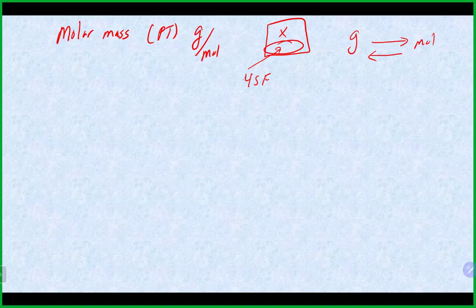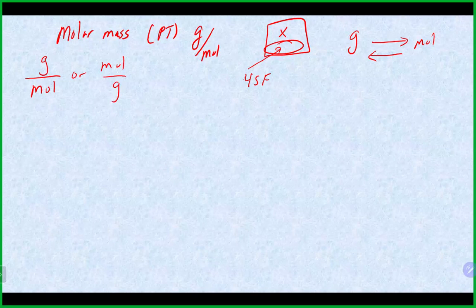And we can set it up with dimensional analysis like we talked about, grams over moles or moles over grams. And again, remember, doing things with dimensional analysis takes the math out of it a little bit. So just opposites is all you have to remember.